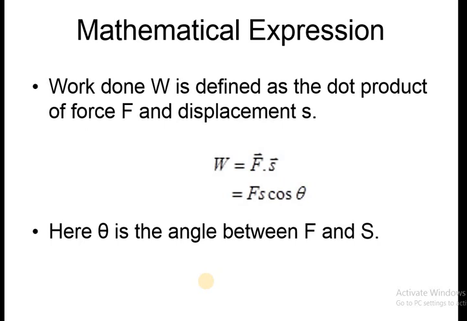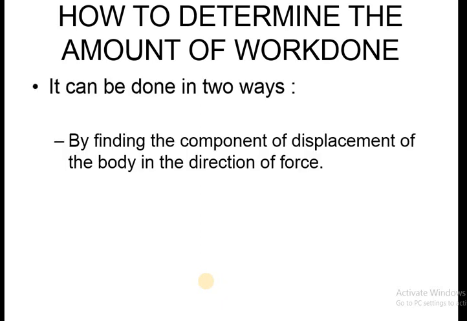Now the mathematical expression for work done is a dot product of force and displacement, as I have said earlier. So W equals vector F dot vector S, that gives us Fs cos theta. W equals Fs cos theta. What is theta? Theta is the angle between F and S. So now my question is how to determine the amount of work done. The amount of work done can be determined in two ways.